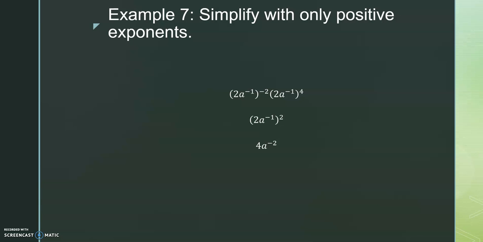It's 4a to the negative 2. That a to the negative 2 will move to the denominator. 4 divided by a squared. We could start by adding those exponents because it was the same thing in both sets of parentheses.